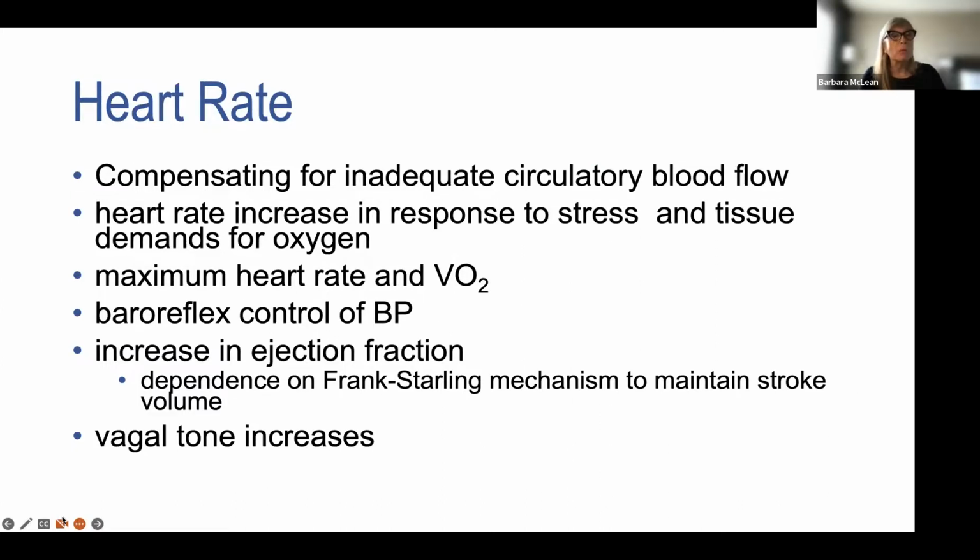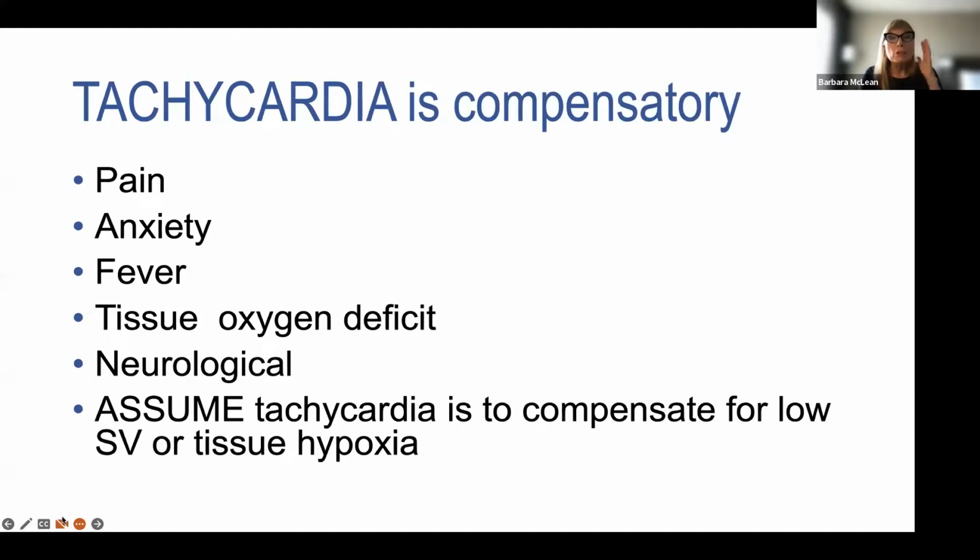Sustained tachycardia should always be investigated, and we're going to assume until proven otherwise that a rapid heart rate is compensatory for inadequate stroke volume and therefore inadequate circulatory flow. Measure the stroke volume. It's compensatory. Now, it might be pain, could be anxiety, could be fever, all of those things which actually increase oxygen utilization. Just assume tachycardia is compensating either for low stroke volume or tissue hypoxia or both. So that's the first thing you look at: the heart rate.